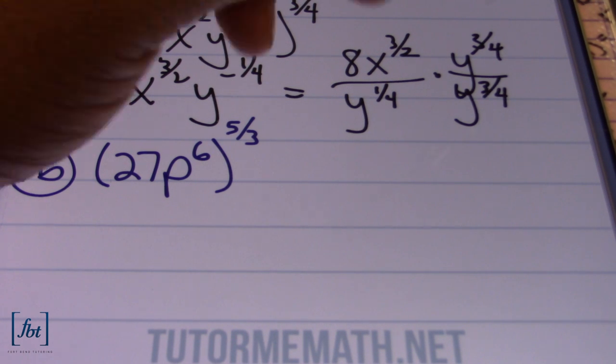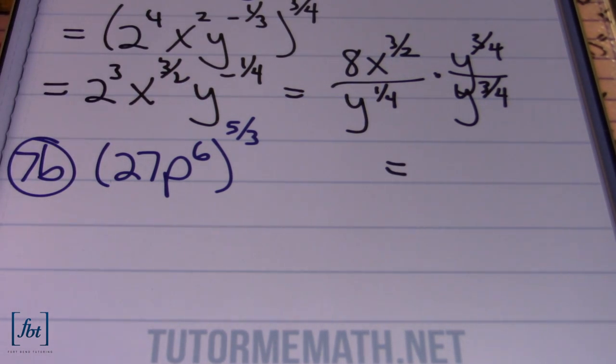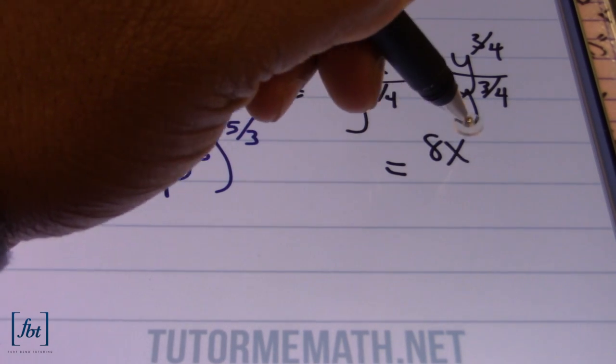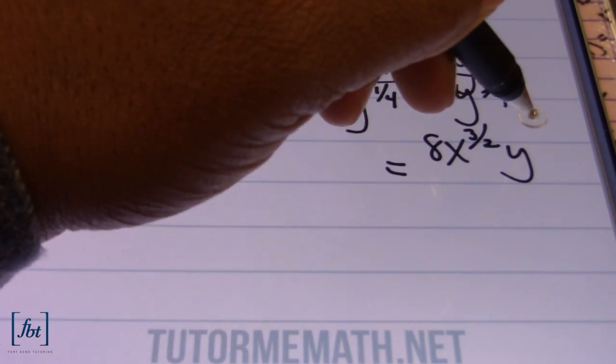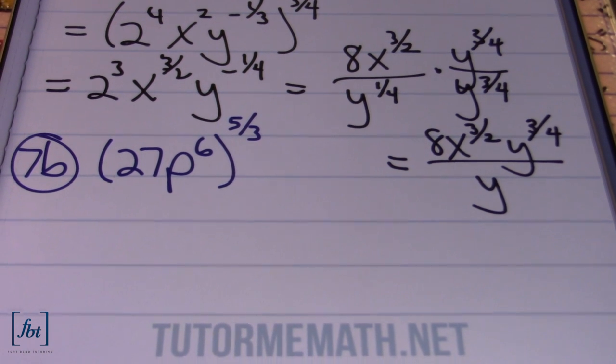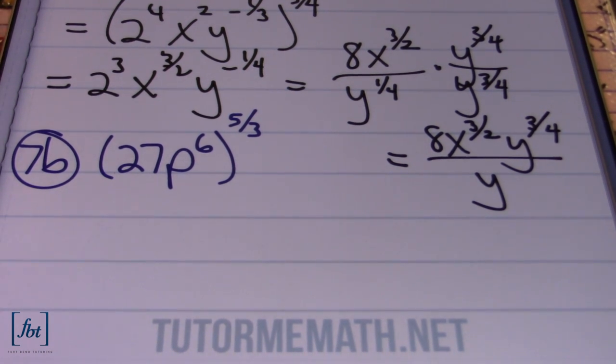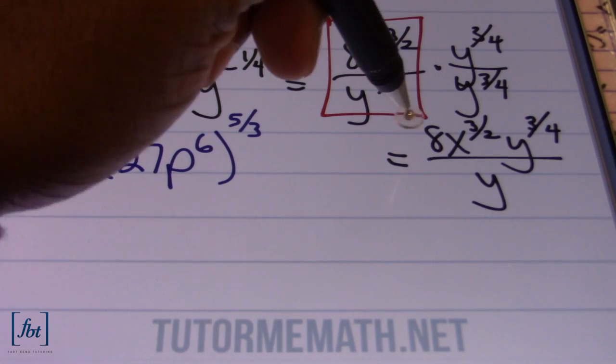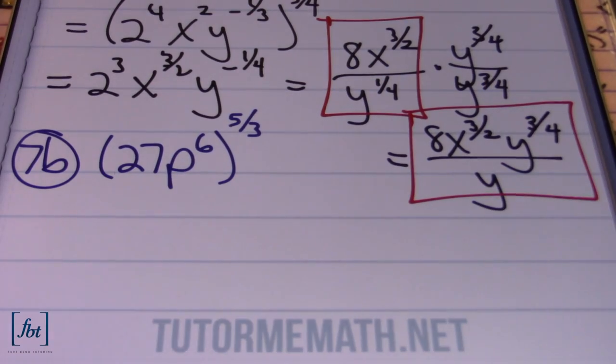Just like this. And the result of this, you may ask, is going to be 8x to the 3/2 power, y to the 3/4 power, divided by y. You'll end up with just y to the 1st power in the denominator. Okay? So either one of these versions is correct. Ask your teacher which one they prefer. All right, red boxing it. Either this version right here, or they may want you to go so far as to do that to ensure that you don't have any radicals or rational exponents in the denominator.